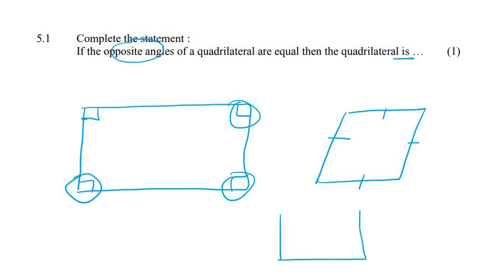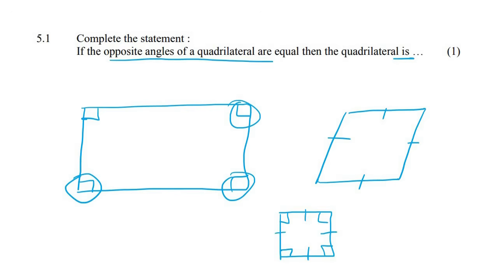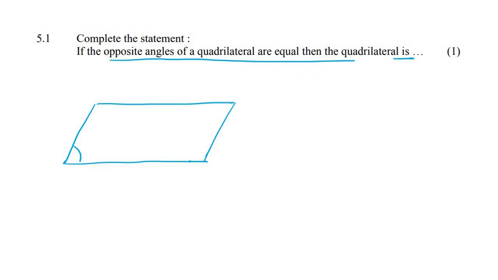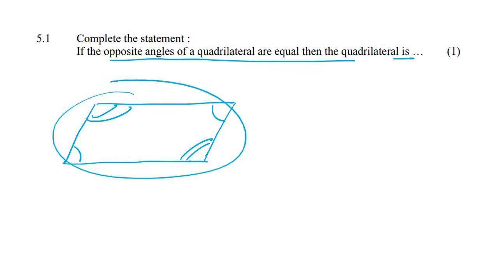Now, the opposite angles of a square are equal, but they have to be 90, and the opposite sides have to be equal. So the only shape where you can say that if the opposite angles are equal, then it's a parallelogram. Because then if these are equal and these are equal, then automatically that shape is a parallelogram.